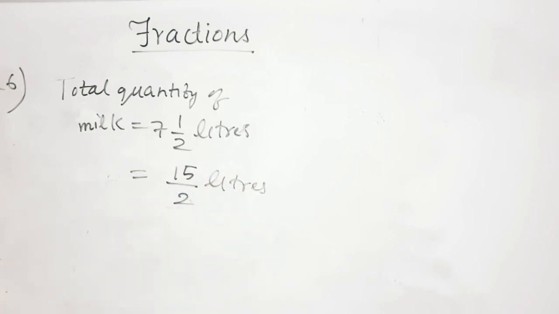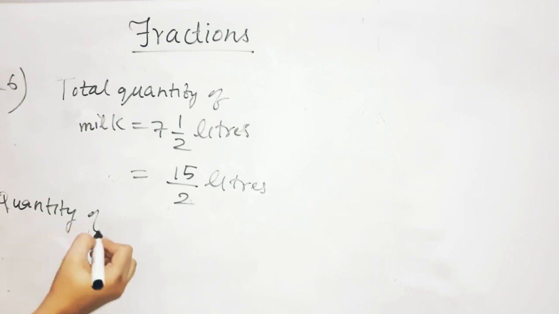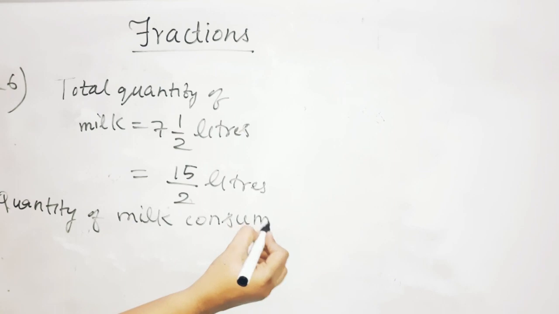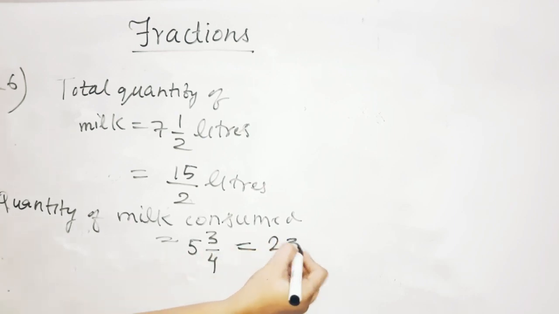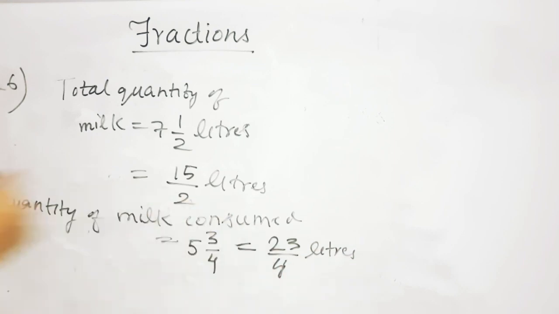Now what will be the next statement, students? The next statement will be quantity of milk consumed. So what is the quantity of milk consumed? That is 5 3 upon 4 liters. Since it is also a mixed fraction, we have to convert it into improper fraction. So 4 5s are 20, 23 upon 4 liters is the quantity of milk consumed.